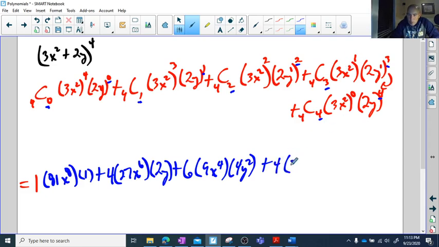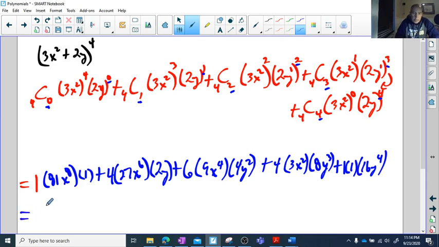3 to the 1 is 3. X squared to the 1 is x squared. 2y cubed, so 2 cubed is 8, and y to the 3rd. Last one. So 4 choose 4 is 1. Anything to the 0 is 1. 2 to the 4th is 16. And then y to the 4th is y to the 4th.